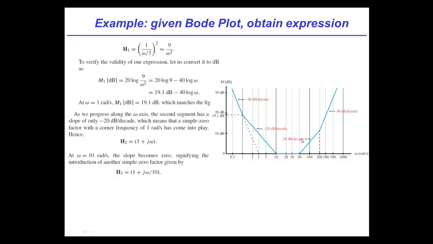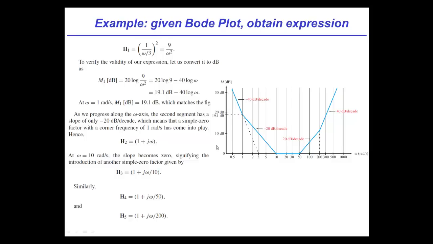Then we can do the next one. The next one is at 10. Again, what's the order? 1, because it's a 20 dB shift. The corner is at 10, so it's going to be 1 plus j omega over 10. And then we've got another one at 50 and another one at 200. And they're all zeros, because we only had the one pole to begin with, and then we had all of the others.